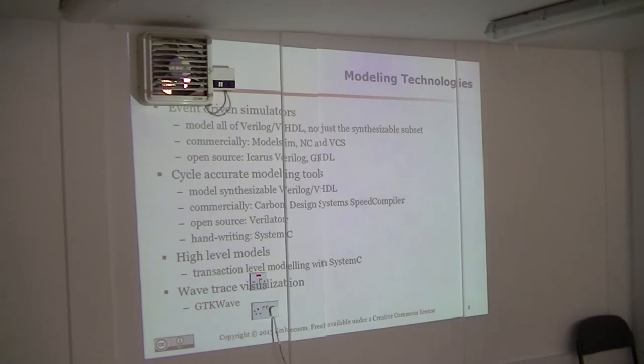Because these cycle-accurate modeling tools are using a synthesis approach, they can only actually model the physical chip. So when we look at the example today, you can only model BASIX.V, the actual synthesizable design, not BASIX_TB.V, because that has non-synthesizable stuff in it.